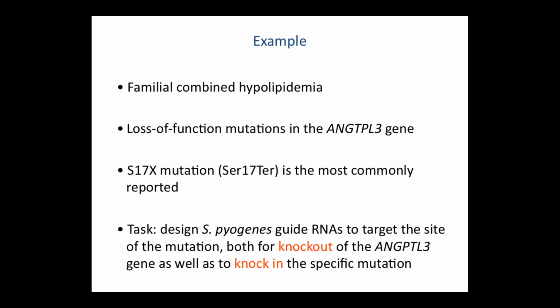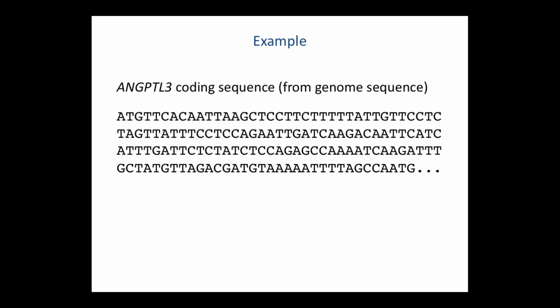This will potentially allow us to do two things. It'll let us try to knock in the specific S17X mutation into the genome. However, because the site is very close to the beginning of the coding sequence, we could also use this guide RNA to try to simply knock out the gene by introducing frameshift mutations. Here's the start of the coding sequence of ANGPTL3. This sequence is taken from the human genome sequence, so we don't have to worry about missing exon-intron junctions.